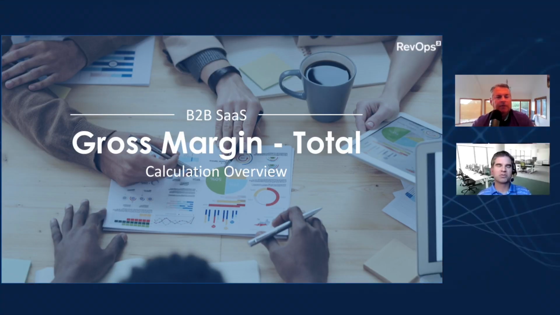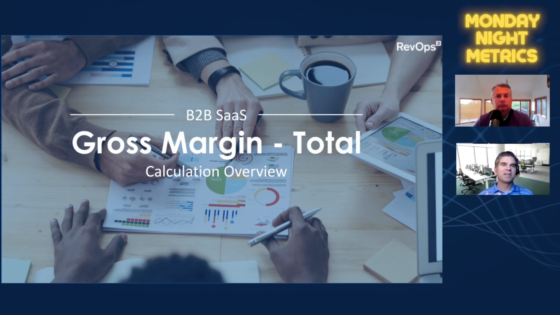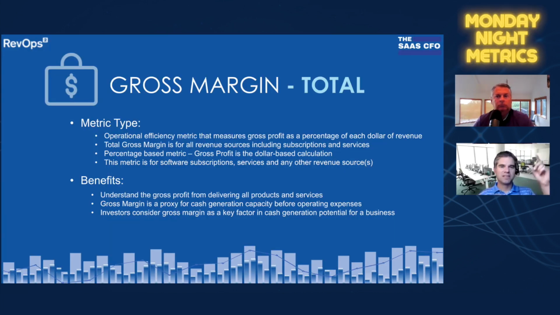Absolutely. Okay, well, let's jump into it and have you explain what gross margin on a total basis is. All right, sounds good. Just going to adjust my screen here. So gross margin is so key with a SaaS P&L, and at a high level it's about getting COGS versus OPEX correct. Gross margin is an operational efficiency metric that measures gross profit as a percentage of each dollar of revenue. We're all pretty familiar with the gross margin, gross profit metric, but it's the coding of the expenses, getting COGS versus OPEX right, so that we can understand the true financial profile of our business. And we can do this many ways.